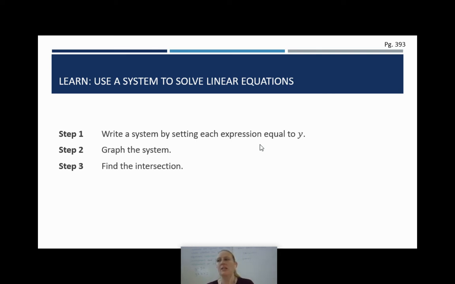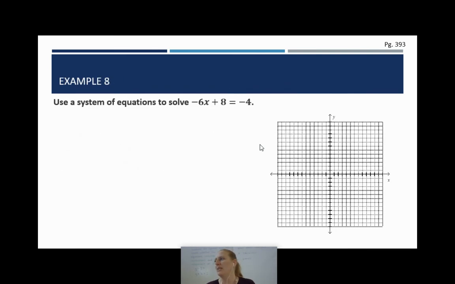We are skipping a little bit here. We are going all the way over to example 8, which is on page 393. So we did skip a little bit there, just so you know. We did skip 7. It's not your imagination. So we're going to use a system of equations to solve negative 6x plus 8 equals negative 4.